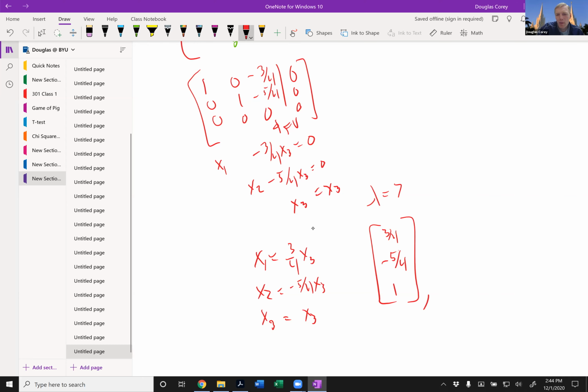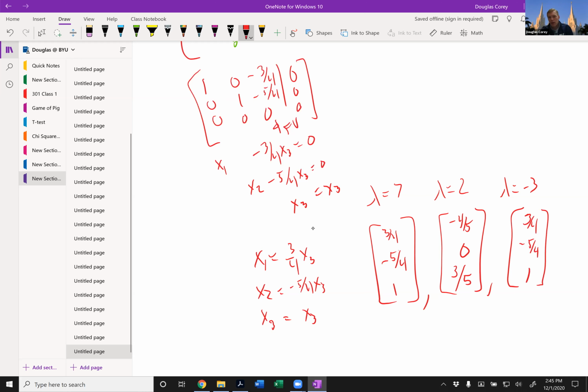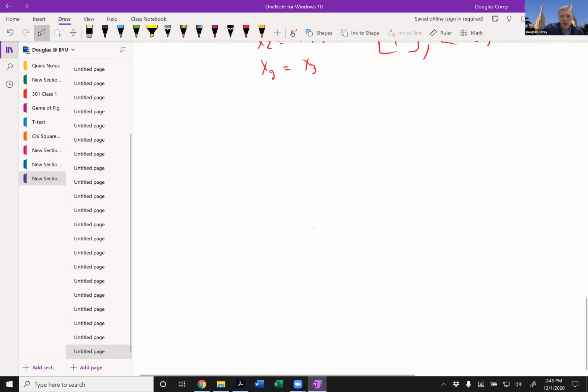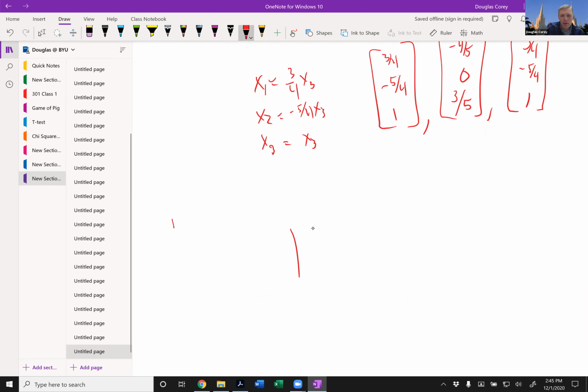So we don't have time to do the other ones, but for lambda equals 2, I got a minus 4/5, 0, 3/5. And for lambda equals a negative 3, I got 3/4, a negative 5/4, and 1. So now I have my 3 eigenvectors, one for each of my eigenvalues. Well, I can write down my diagonal matrix because it's 7, 2, a negative 3. Does not matter what order I put those in.